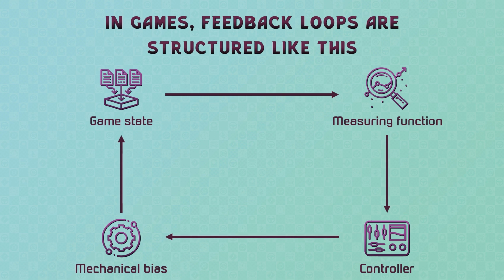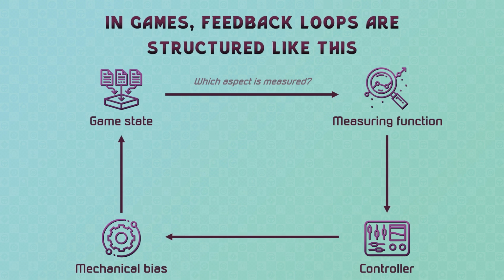First of all, when we think about the game state and the measuring function, we of course have to determine which aspect of the game state is measured. And the real question here is which aspect of the game state is representative of a certain dynamic that we either want to reinforce or balance out.